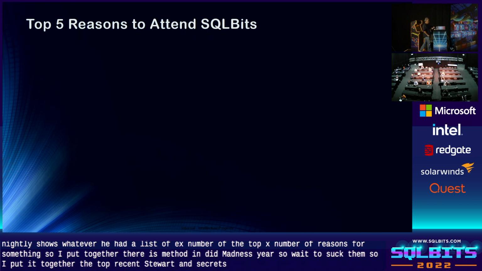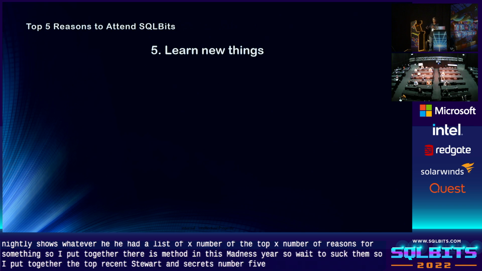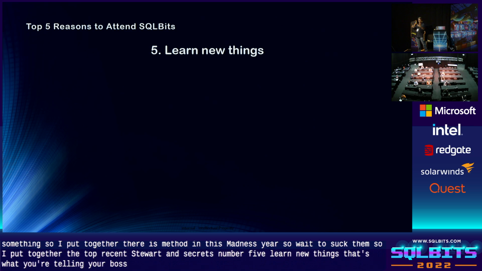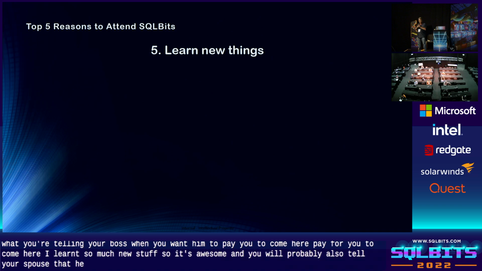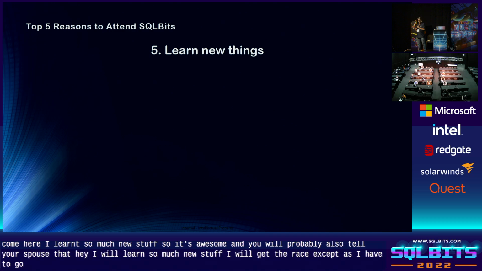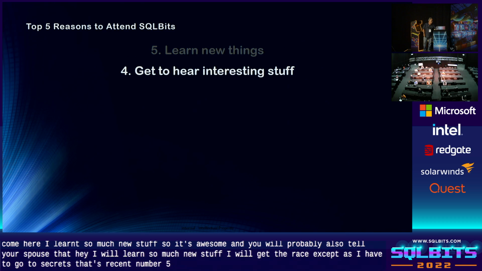Reason number 5, learn new things. So that's what you're telling your boss when you want him to pay for you to come here. I'll learn so much new stuff, so it's awesome. And you will probably also tell your spouse that, hey, I will learn so much new stuff, I will get a raise, etc., so I have to go to SQL Bits.